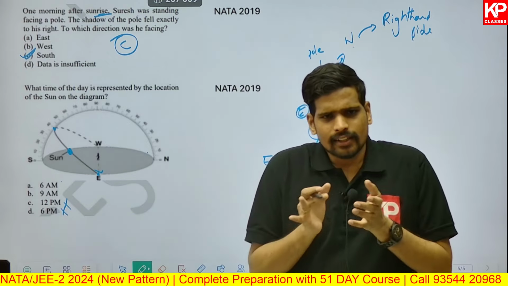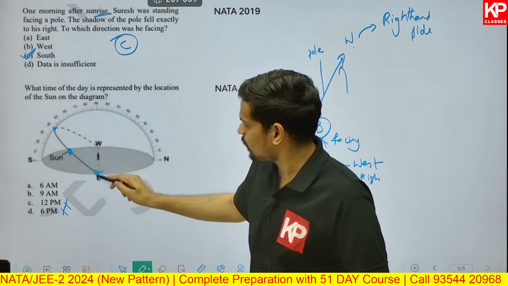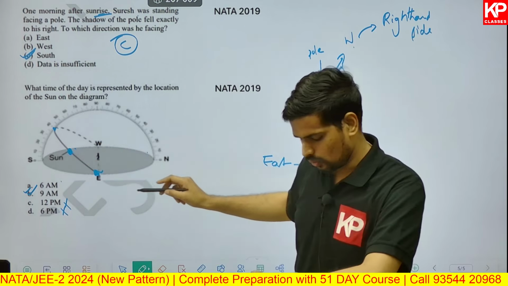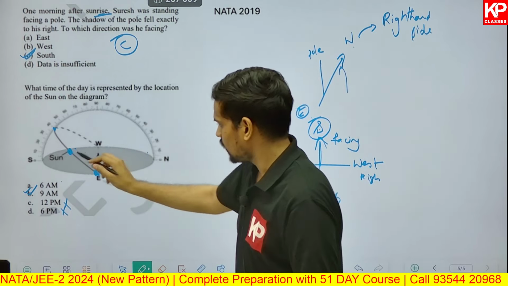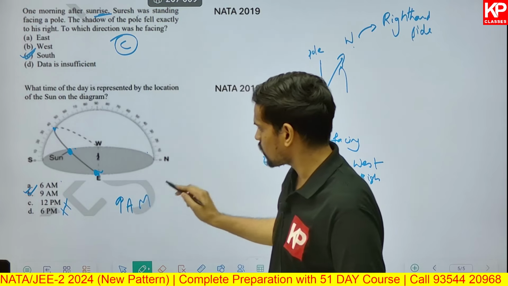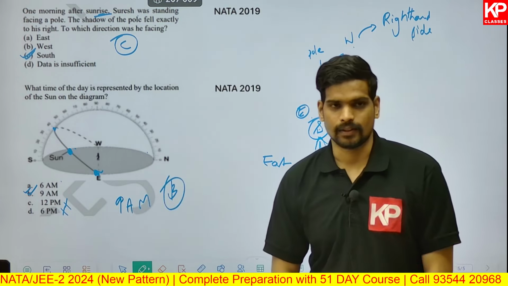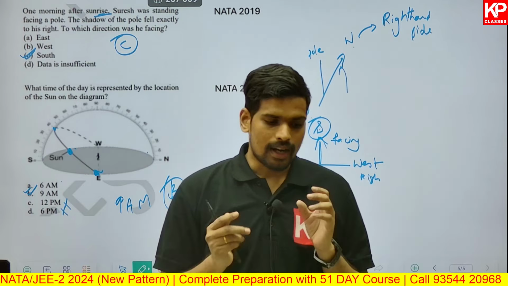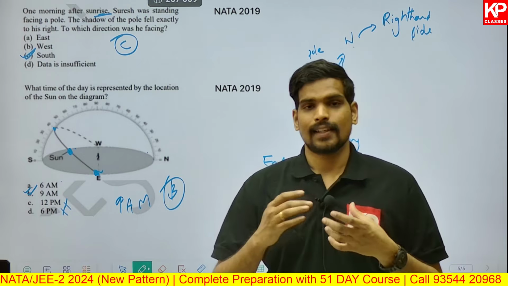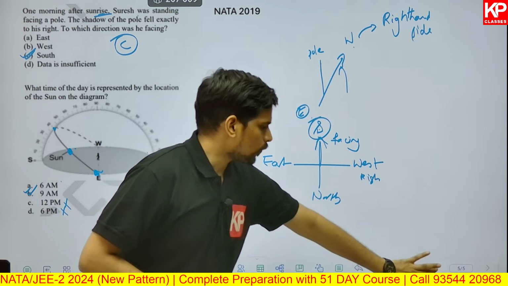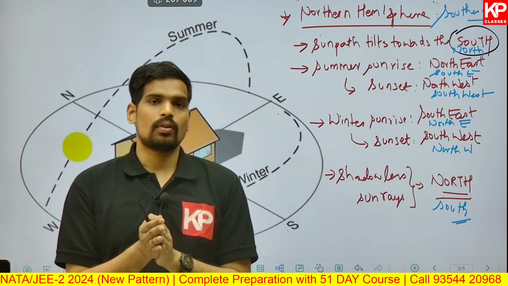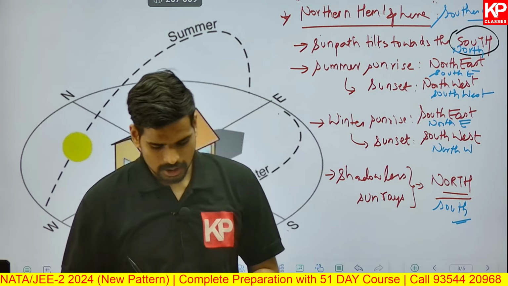6 AM is generally the sunrise itself. So at sunrise, the sun will be over here. We are talking about some time after sunrise, so this is going to be 9 AM. Option B will be the correct answer, which is a few hours after sunrise in this diagram. So that's how you can answer these questions. Understanding the sun path, the sun's movement, and the details of solar architecture and directions which we discussed is going to be an important area for your NATA and JEE examination.